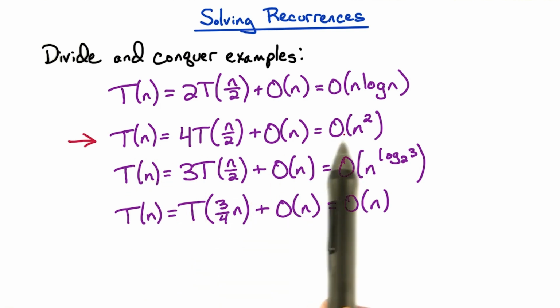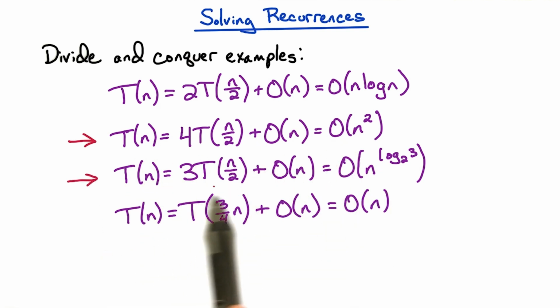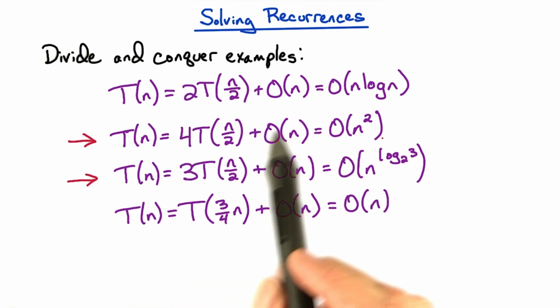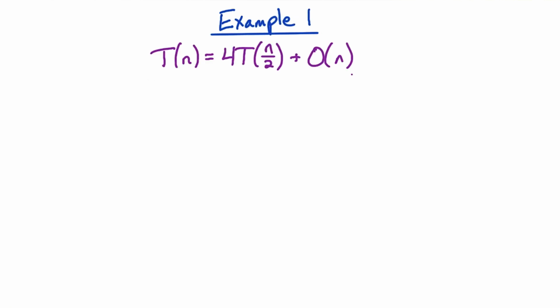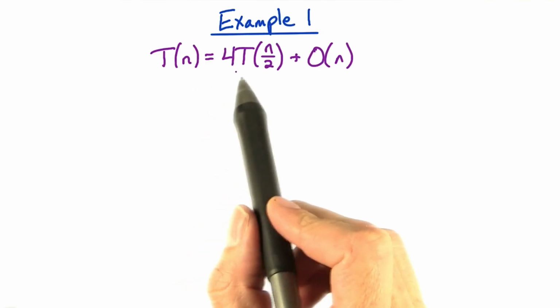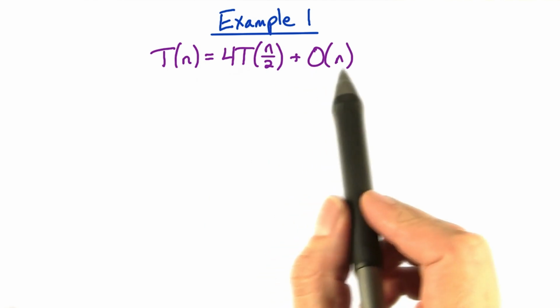We'll start with the naive algorithm for integer multiplication. Then we'll look at this slightly more complicated example. And finally, we'll look at the general solution for these recurrences of this form. We're looking first at this recurrence, T(n) = 4 T(n/2) + O(n).